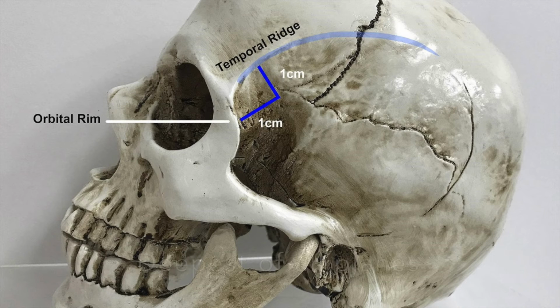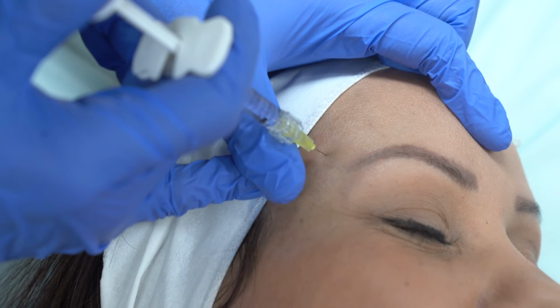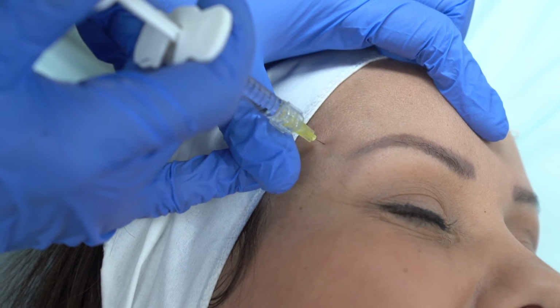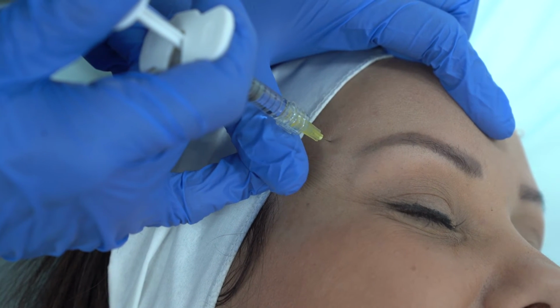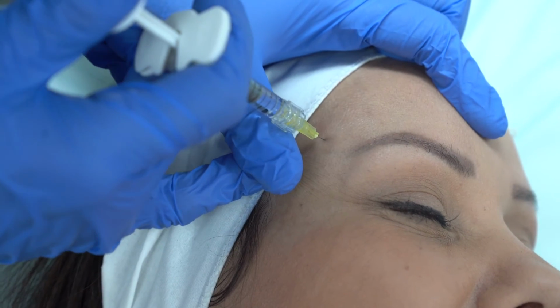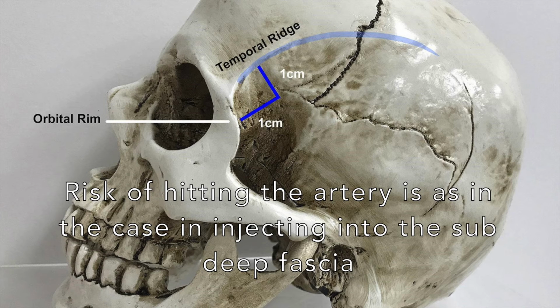The third plane is the supraperiosteal plane. This is the deepest of all planes for filler deposition. The lift is subtle. Out of the three planes, this one will require the most filler to produce the same result. It is not difficult to identify this plane because the needle touches the bone. A needle has to be used because it has to go through the thick deep fascia and also the temporalis muscle. The risk of hitting the artery is the same as the injection into the sub-deep fascia.